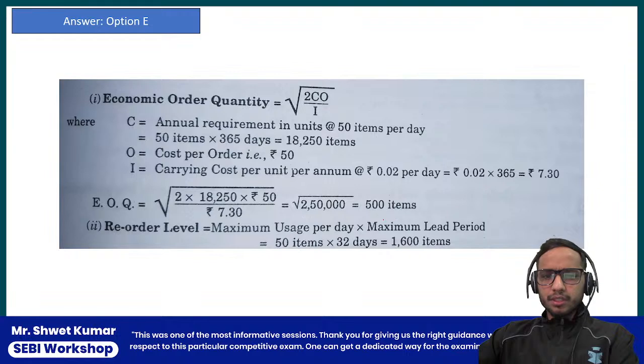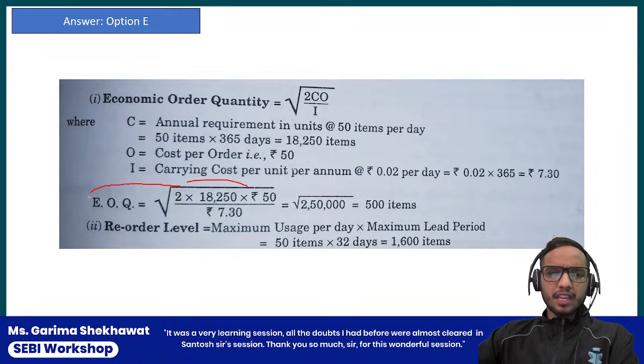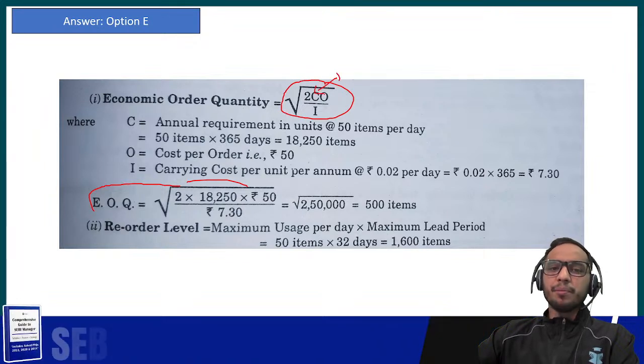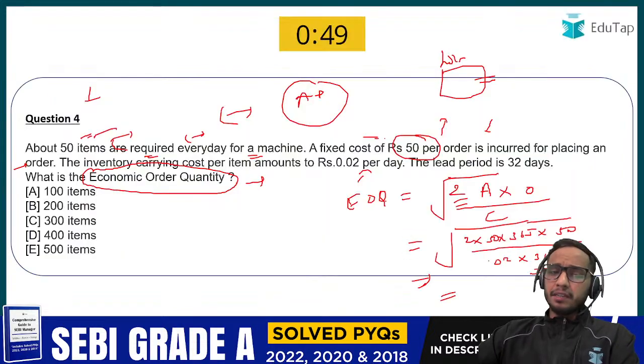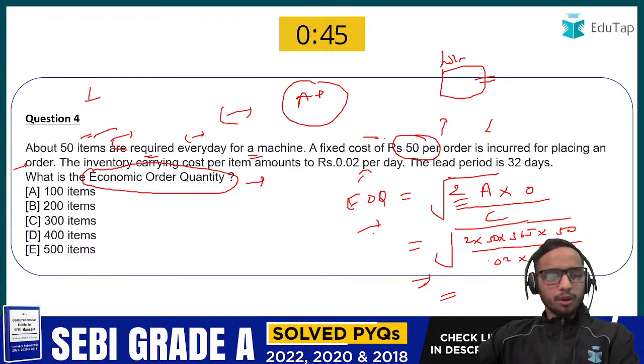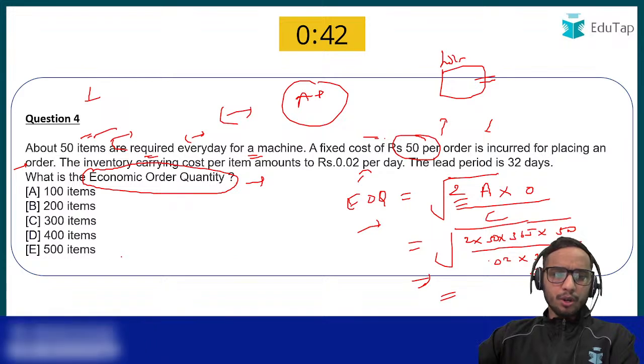So here is the solution, and it is very easy. They have done the same thing, but they have denoted it by different alphabets, so that doesn't matter. Your answer would be 500 items, using this particular formula. So 500 items, that is your option number E.